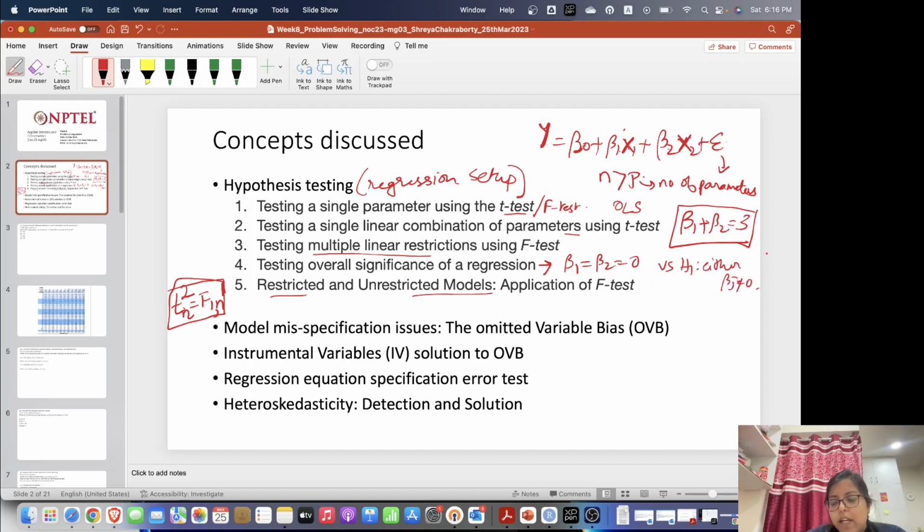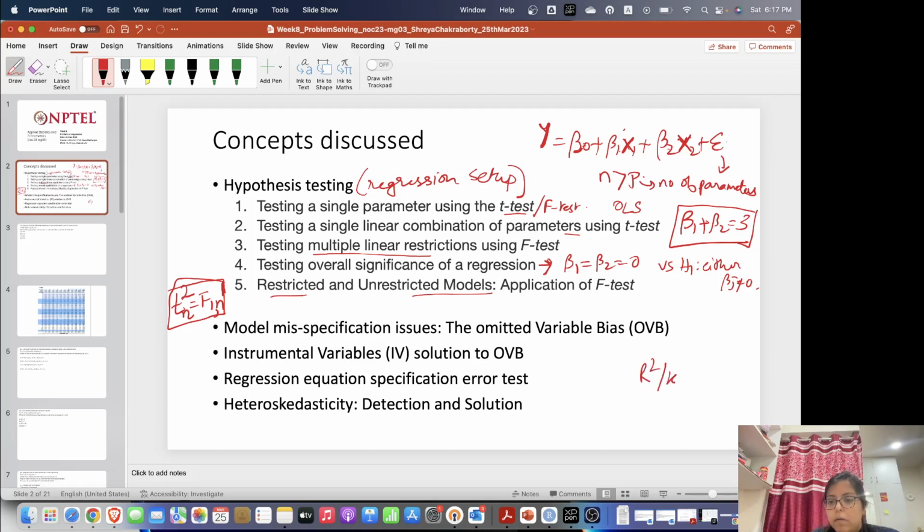So if we want to test for the significance of the regression model, whether the model that I am considering is actually beneficial or not, for that we have to do the overall significance of a regression test. And we have seen the statistic that has been used. So it was basically R square by k, divided by 1 minus R square by n minus k minus 1.